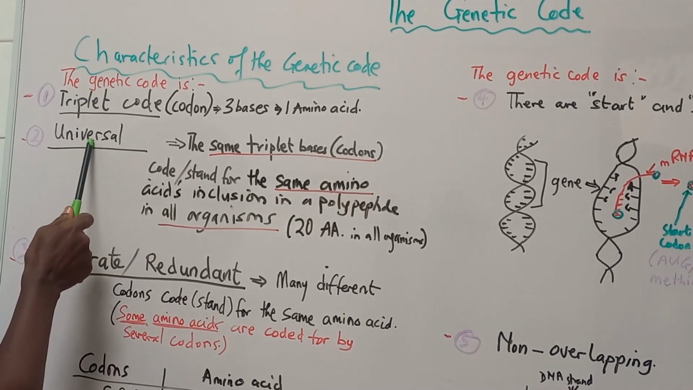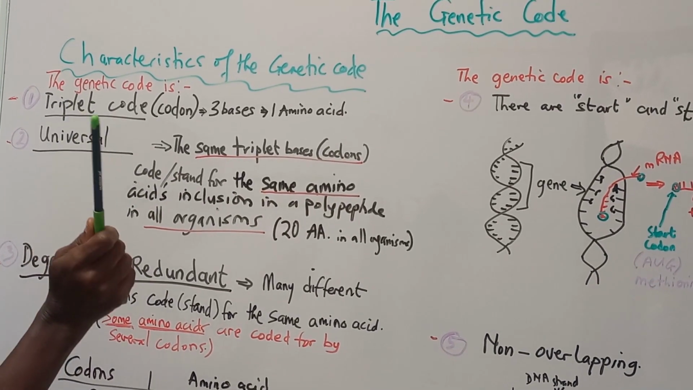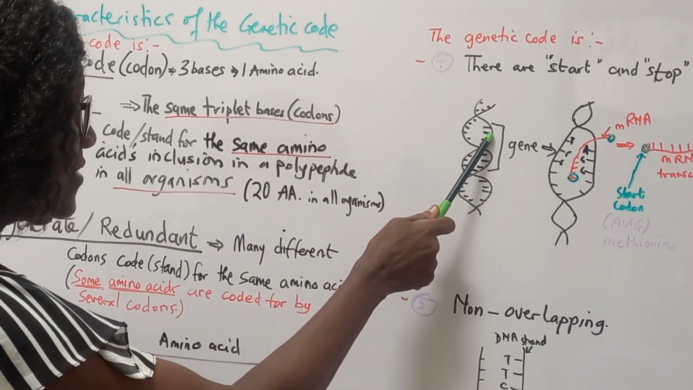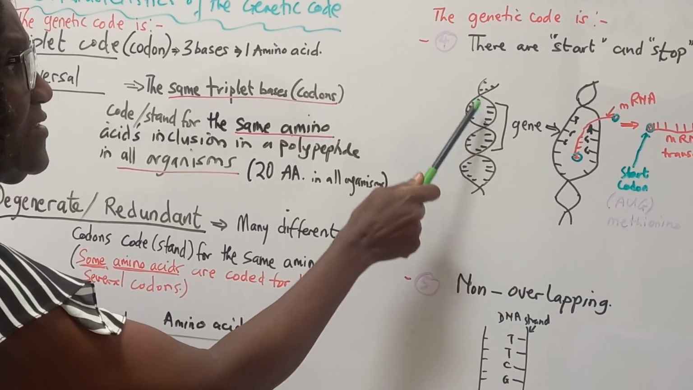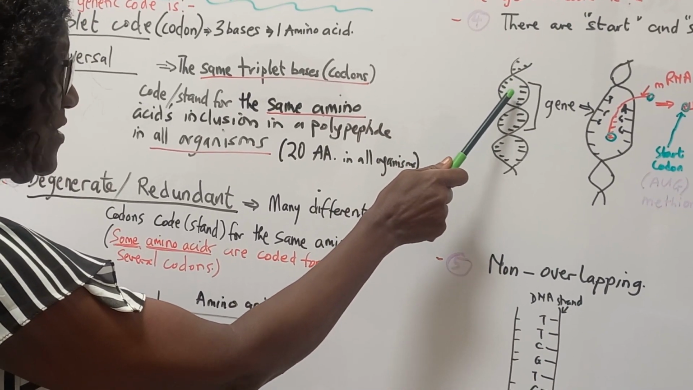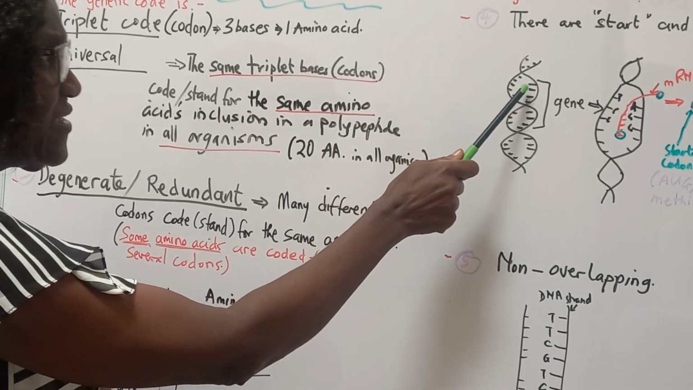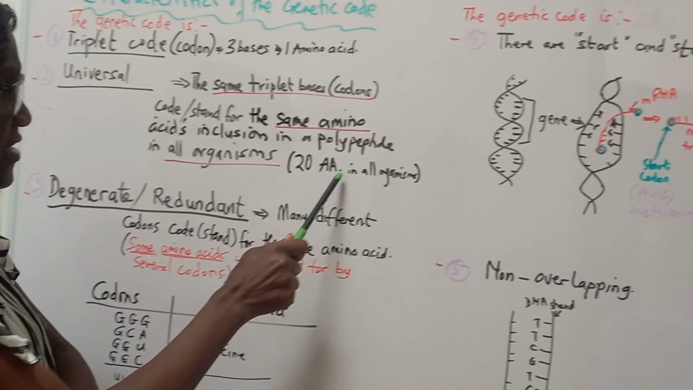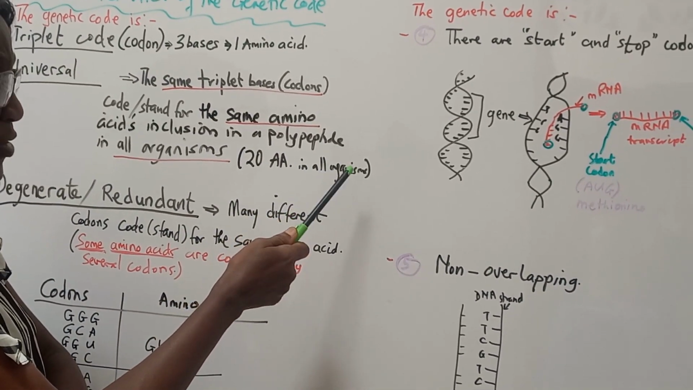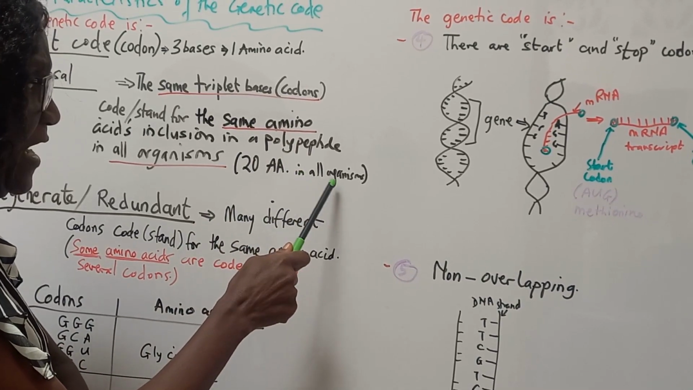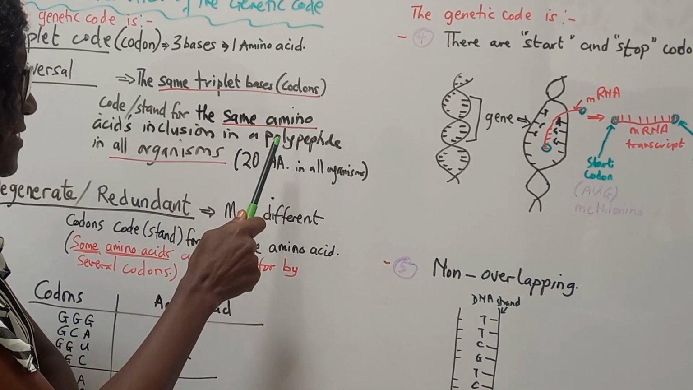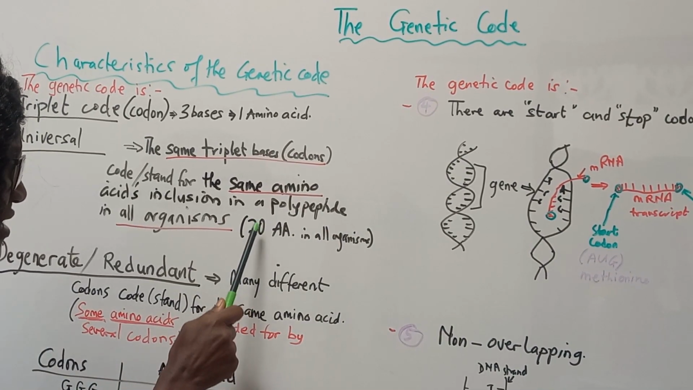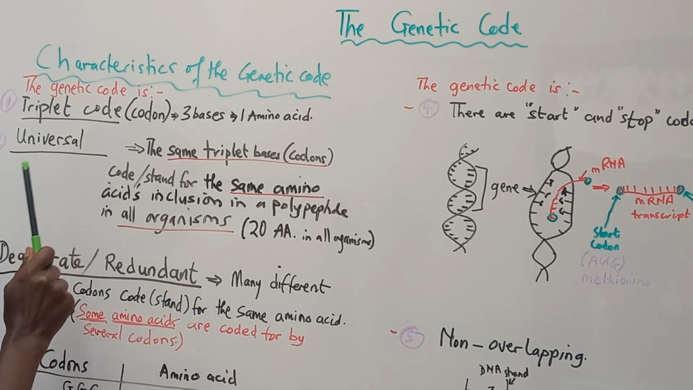The genetic code is also universal. It means that the same triplet bases or codons that code for one amino acid in one organism are the same triplet bases or codons that will code for the same amino acid in all organisms. There are 20 amino acids that form proteins, and the same amino acids are in all organisms, and the same codons, triplets of bases, code for those same amino acids. Universal genetic code.